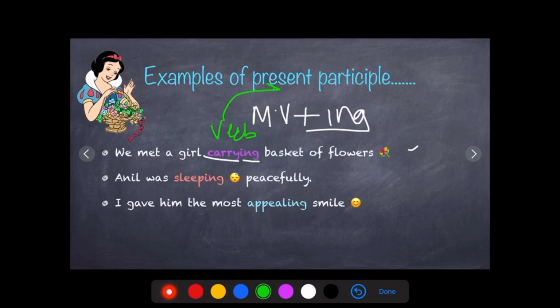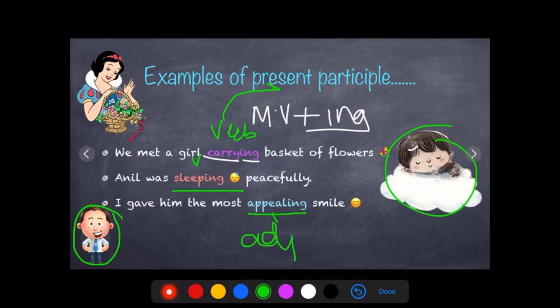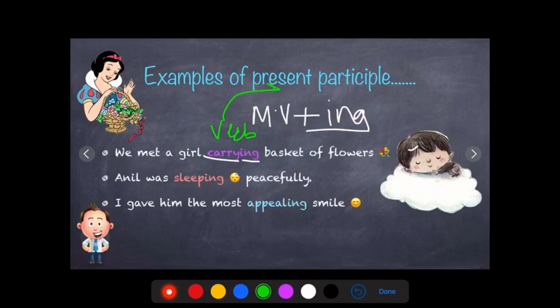Anil was sleeping peacefully. Anil was sleeping. Sleeping is the action, a verb. So present participle, sleep plus ing. Okay, Anil, this is a cute boy called Anil. I gave him the most appealing smile. Okay, appealing. How was the smile? Appealing. Adjective. Appeal plus ing. So appealing is a present participle. I hope you got the examples of present participle.